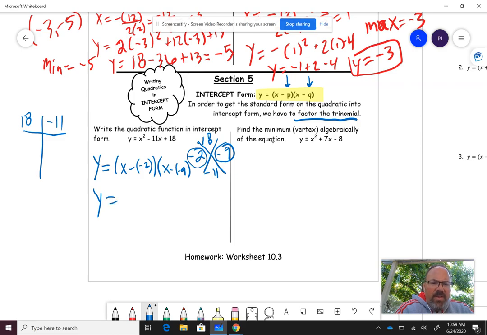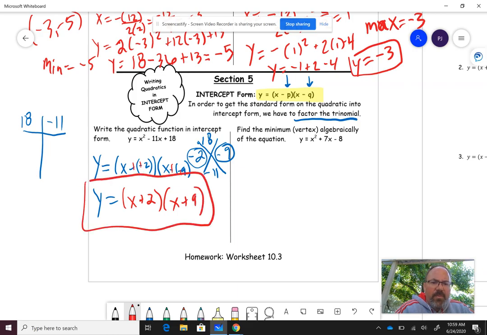Okay, we will never leave it like this. You always need to clean it up. Anytime you have a minus and minus next to each other, what's that going to turn into? Bam, bam, plus, plus. So that's x plus 2, minus and minus, bam, bam, plus, plus, x plus 9. There is our intercept form. And the x-intercepts are at the opposite of this, negative 2, and the opposite of this, negative 9.